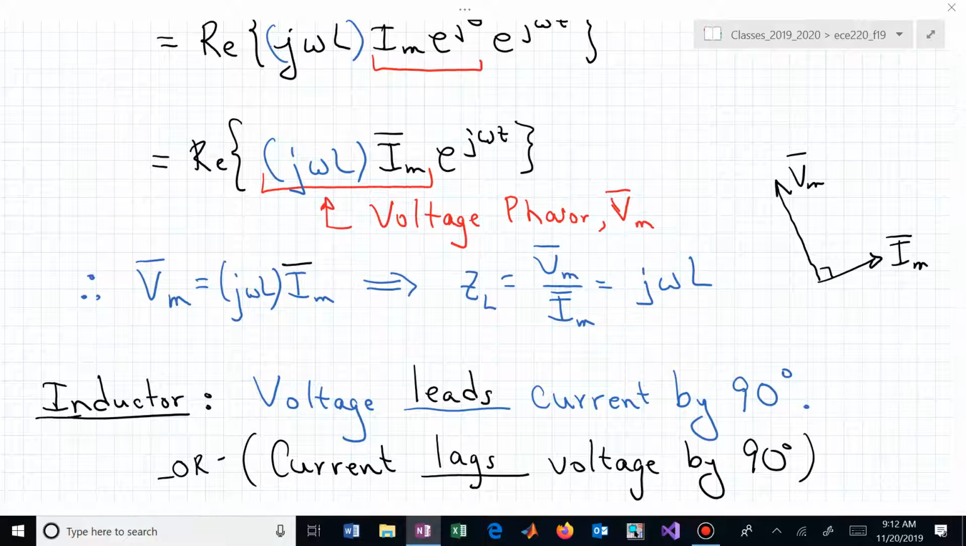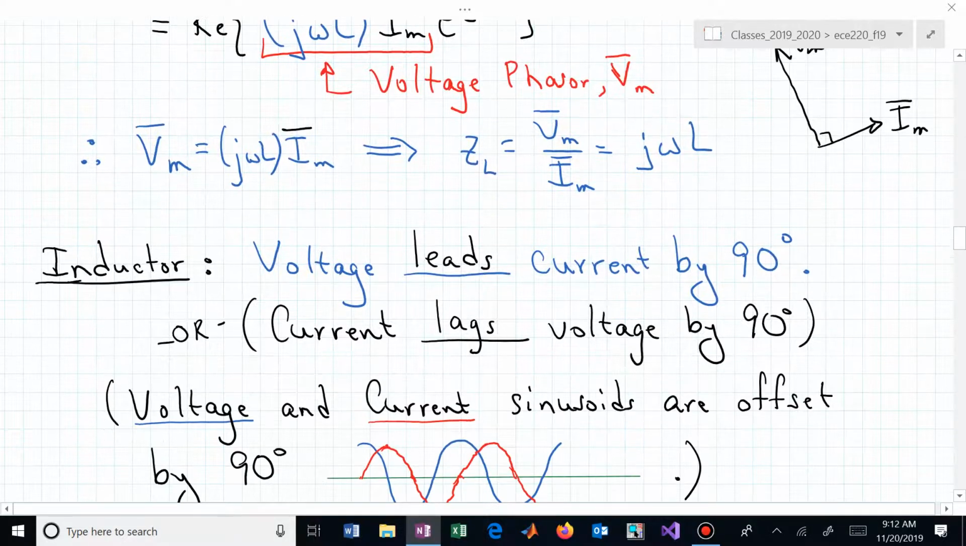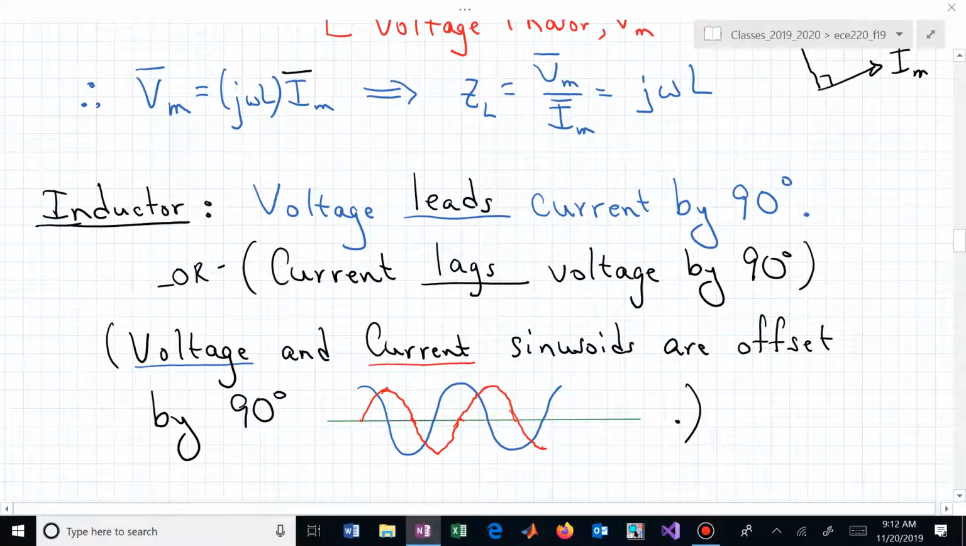And when you get to the next class, 320, and you're talking about power, leading and lagging will be used a lot. You'll be asking, is this a leading power factor? Is it a lagging power factor? And so knowing those terms is important. And here's a picture that hopefully depicts that.